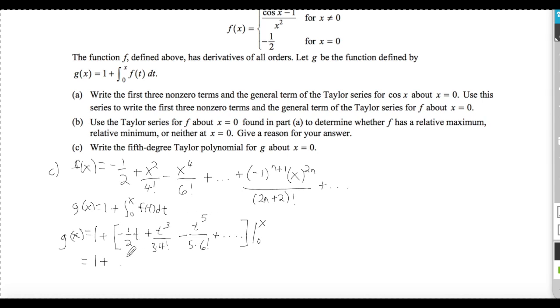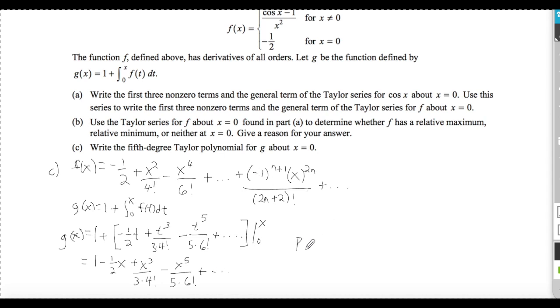So this actually becomes really easy to write out, that this g function is going to be 1 plus what I get when I plug in x. So minus 1/2 x plus x cubed over 3 times 4 factorial minus x to the 5th over 5 times 6 factorial plus so on and so forth all the way down. So this would be our 5th degree Taylor series, but we want the Taylor polynomial.